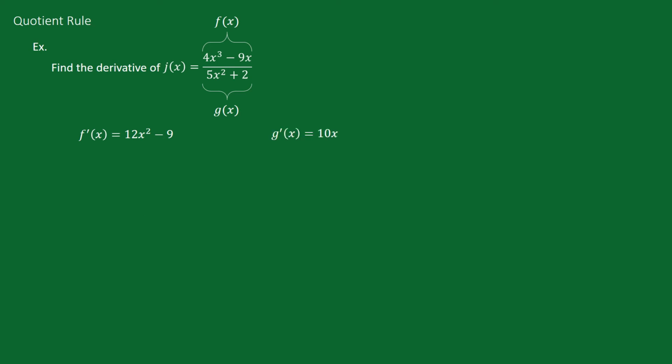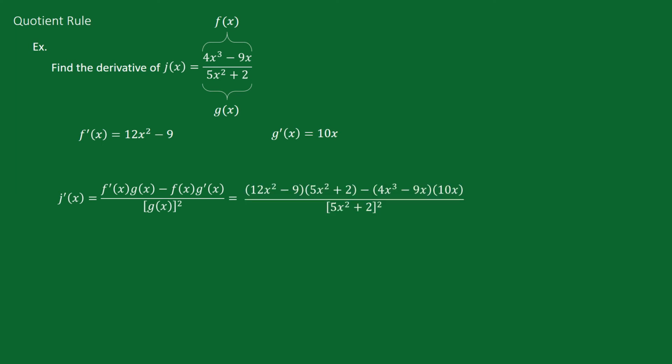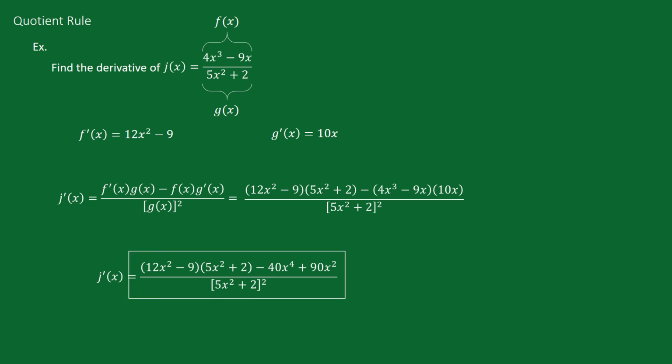So plugging into the rule, I get that f prime of x, which is 12x squared minus 9, times g of x, which is 5x squared plus 2, minus f of x, which is 4x cubed minus 9x, times g prime of x, which is 10x, all over g of x squared, which is 5x squared plus 2 squared. And then I multiplied out the 10x with the 4x cubed minus 9x and left the 12x squared minus 9 times 5x squared plus 2 as well as the g of x squared. If the question says to fully simplify, they might want you to multiply it out and then combine like terms, but it really just depends on your professor.